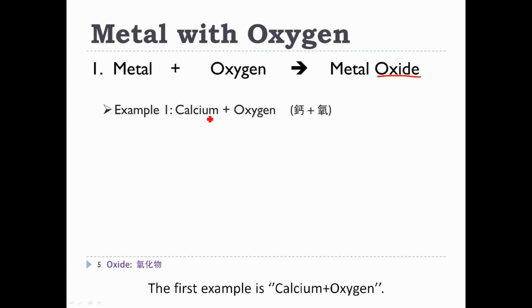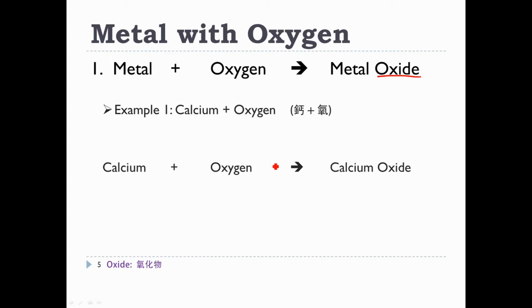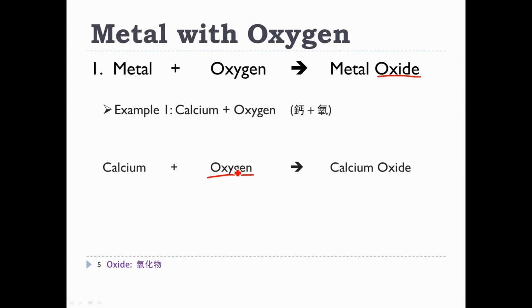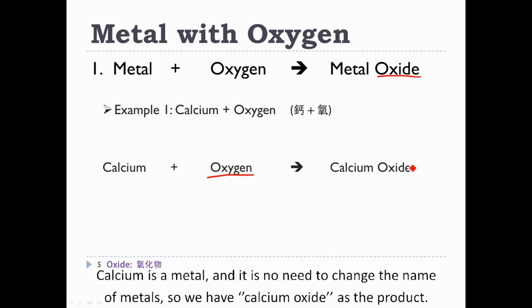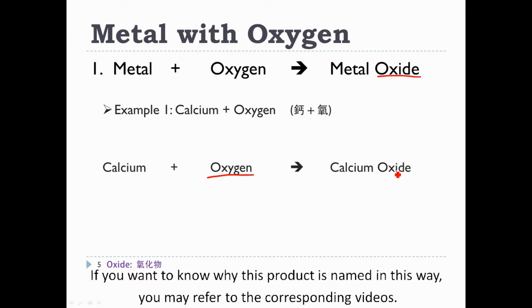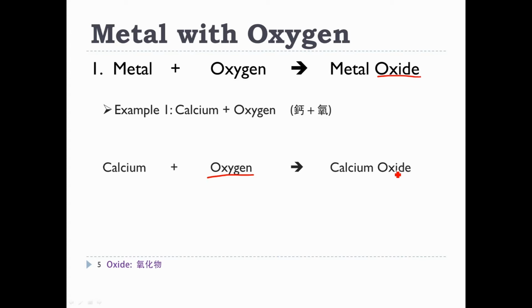The first example is calcium plus oxygen. From the general equation, we know that oxygen will be converted to oxide. Calcium is a metal, and there is no need to change the name of metals, so we have calcium oxide as the product. If you want to know why this product is named in this way, you may refer to the corresponding videos.